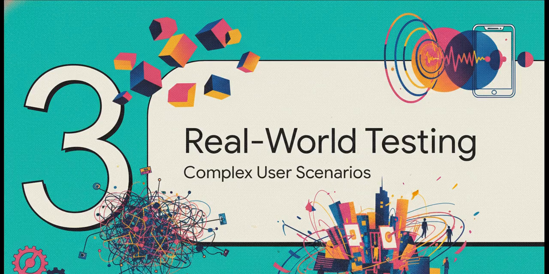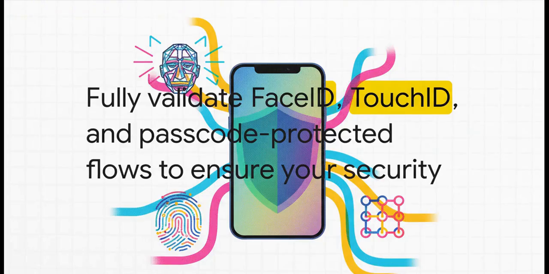The messy, unpredictable stuff. Think about it. Almost every modern app has some kind of security. With App Automate, you can fully test those flows that use FaceID or TouchID or even those complicated passcode screens. So you can be sure your login and payment flows are totally locked down.